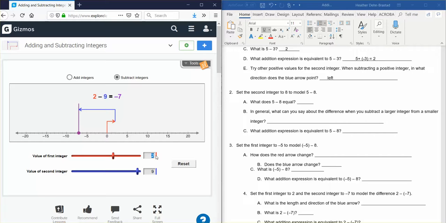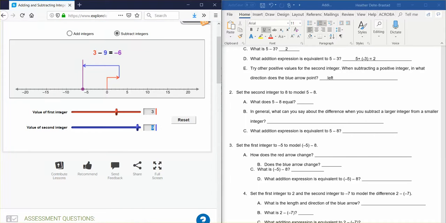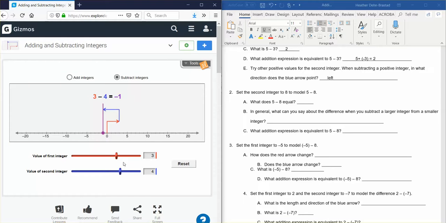How about if we do 3 minus 4? That's also equal to negative 1. So it looks like whenever we subtract a number that's bigger than our first number, we get a negative number.